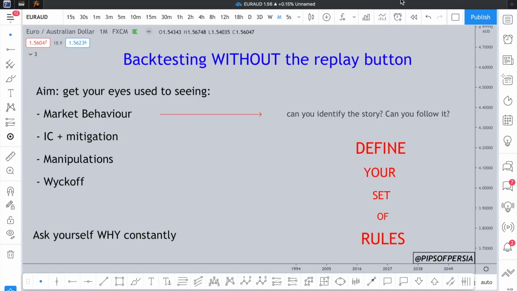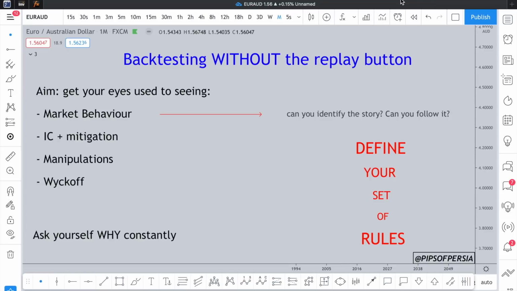It's important to understand the aim of why you are backtesting, and in my personal opinion, backtesting in this style is simply to get your eyes used to seeing different things, such as those institutional candles or the mitigation of the institutional candles, such as those manipulations of the trend lines, of the support zones or resistance zones, or the Wyckoff schematics, the areas of consolidation that have resulted in an impulsive move, or generally the market behavior. The point of getting your eyes used to seeing how the market moves is for you to be able to identify the story and for you to be able to follow it.